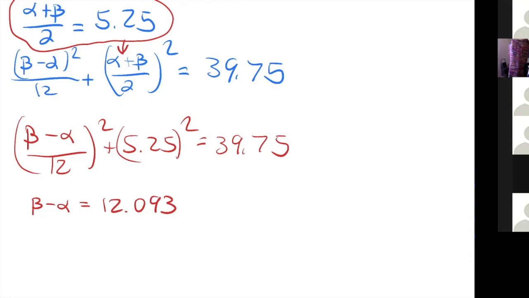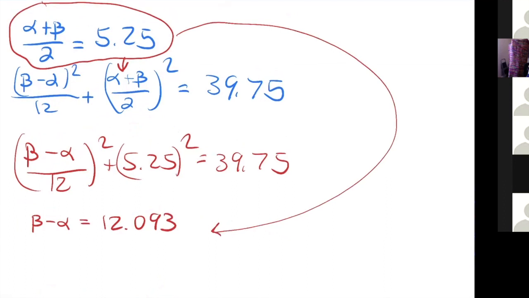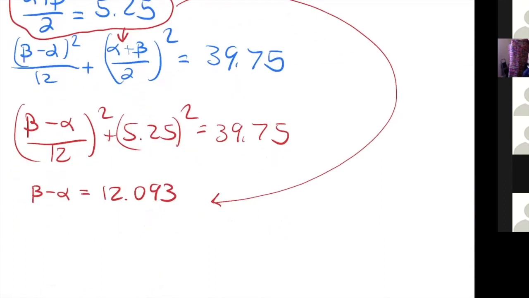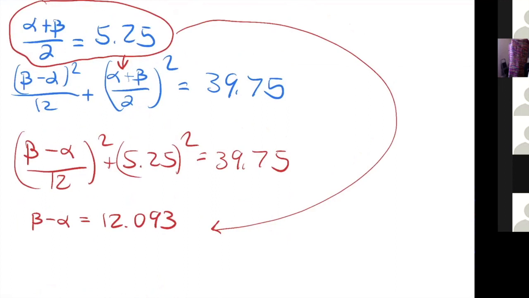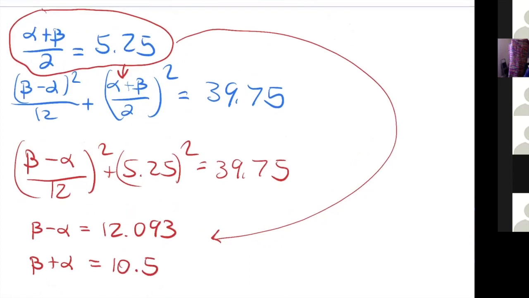Okay, then we have a second equation, which is this one. When I did this substitution, the difference here is we still have two parameters left. In the previous case, that did the trick, and then we just had one equation with one unknown that we could solve for. So this simplified it a little bit, but we still have two unknowns, so we can compare this to what we know: if alpha plus beta over 2 is 5.25, that's the same thing as saying beta plus alpha is 2 times 5.25.